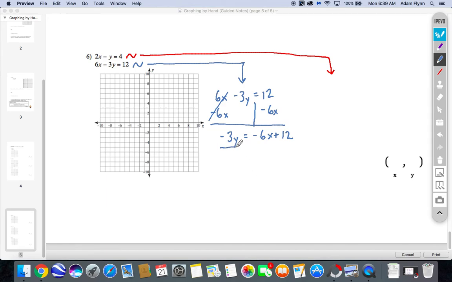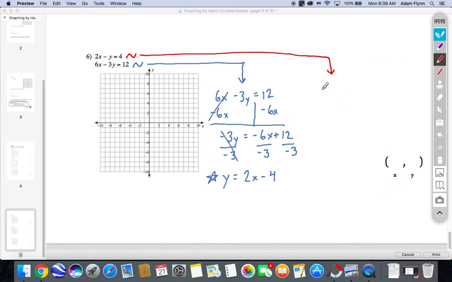I'll divide everything by negative 3. Negative 3's on the left side are going to cancel, so therefore I have my y isolated. Negative 6x divided by negative 3 is going to be a positive 2x. And positive 12 divided by negative 3 is going to be a negative 4. And I'll star this because it is now in slope-intercept form. It is ready to go.